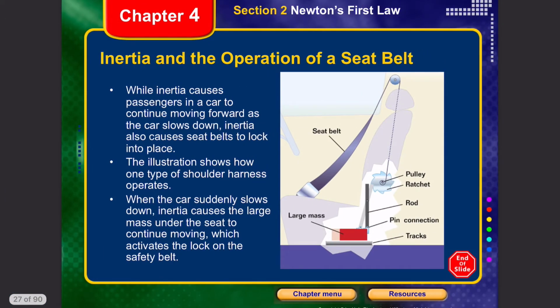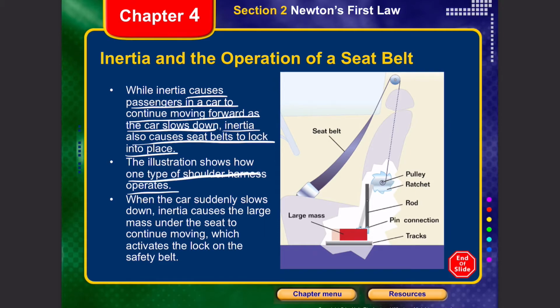So next, let's take the simple example of inertia and the operation of a seat belt. Now, while the inertia causes a passenger in the car to continue moving forward as the car slows down, the inertia also causes the seat belts to lock into place. Now, as the seat belt is locked into place, what will happen now? The illustration basically is showing that there should be one type of shoulder harness to operate. Now, because there is one type of shoulder harness, as the person stays constant, it stays constant.